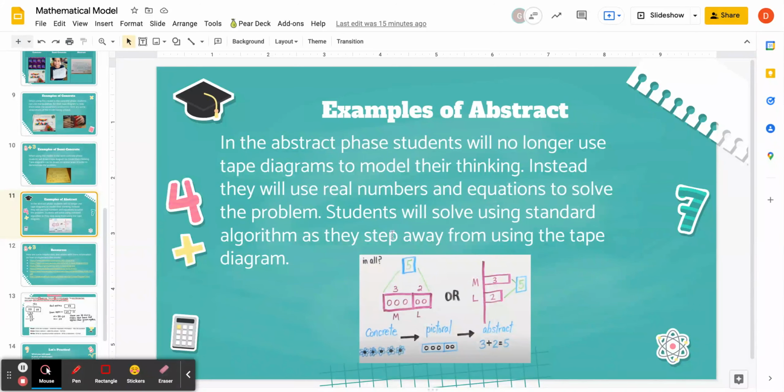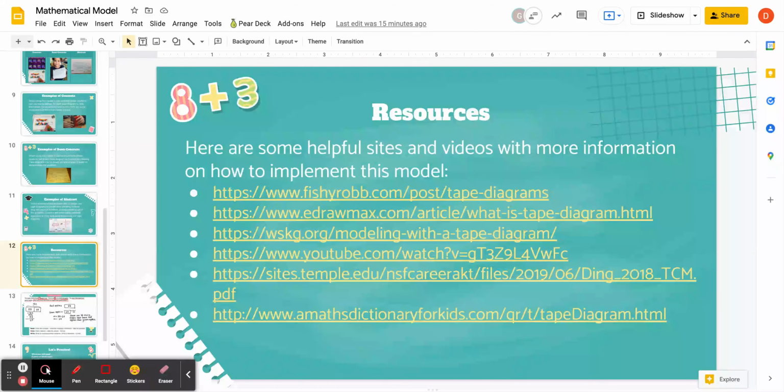So below I have a picture in which it's kind of like a gradual release. Students move from the concrete phase, so using a manipulative, to a pictorial phase where they're drawing a tape diagram, to the abstract phase in which they model their thinking by using real numbers and equations to show their answers and their responses. Next, we have a couple of resources that you may check out on your own time to help you implement this model.